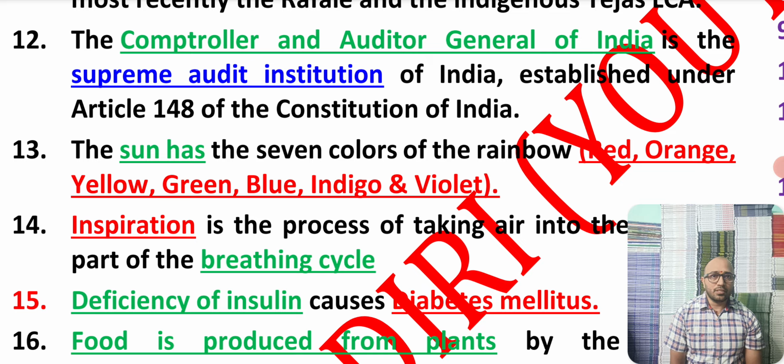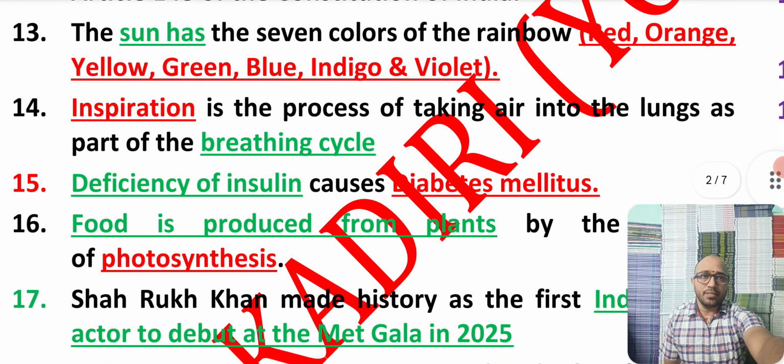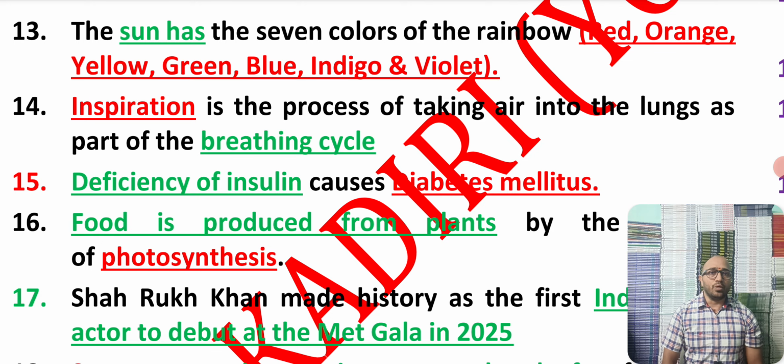The sun has 7 colors, normally called VIBGYOR. You can see how exactly it is split: violet, indigo, blue, green, yellow, orange and red.